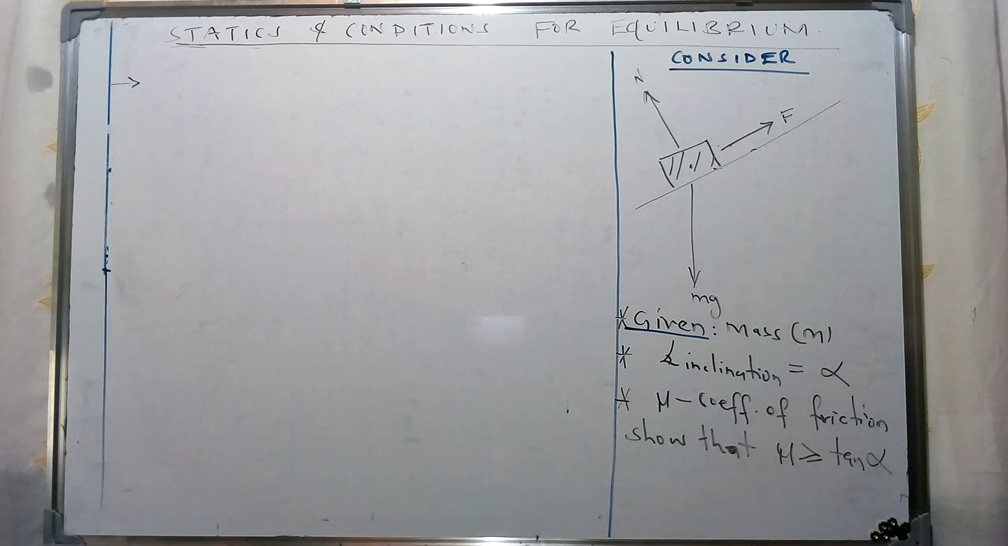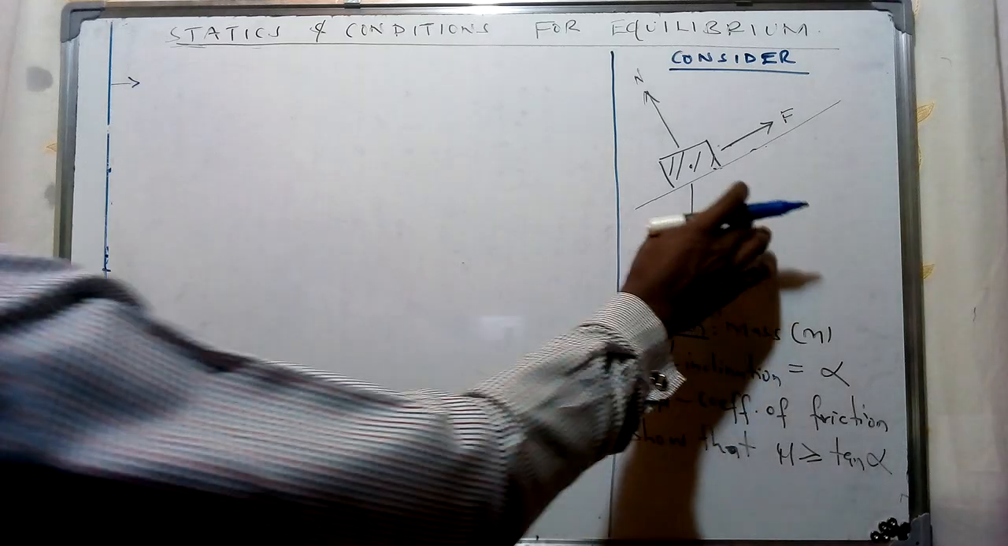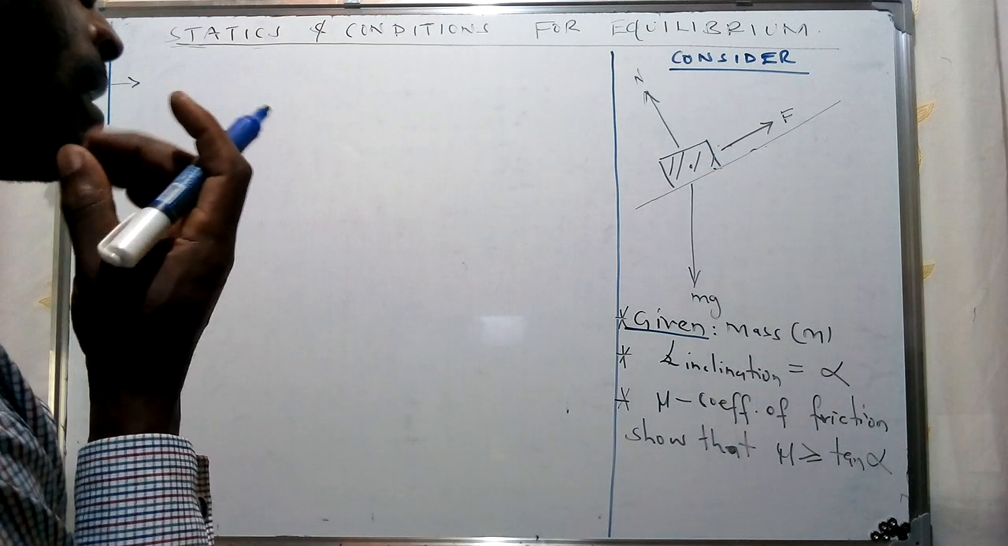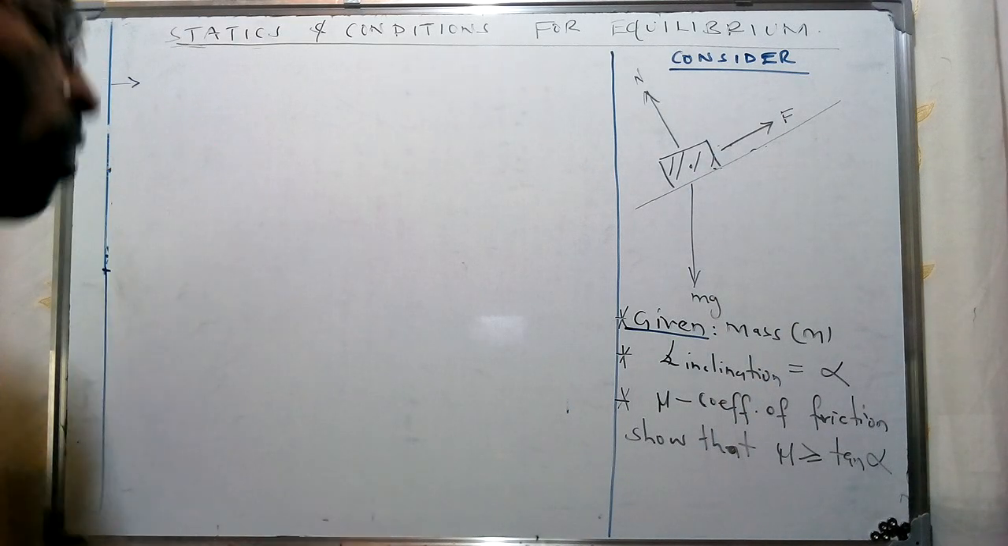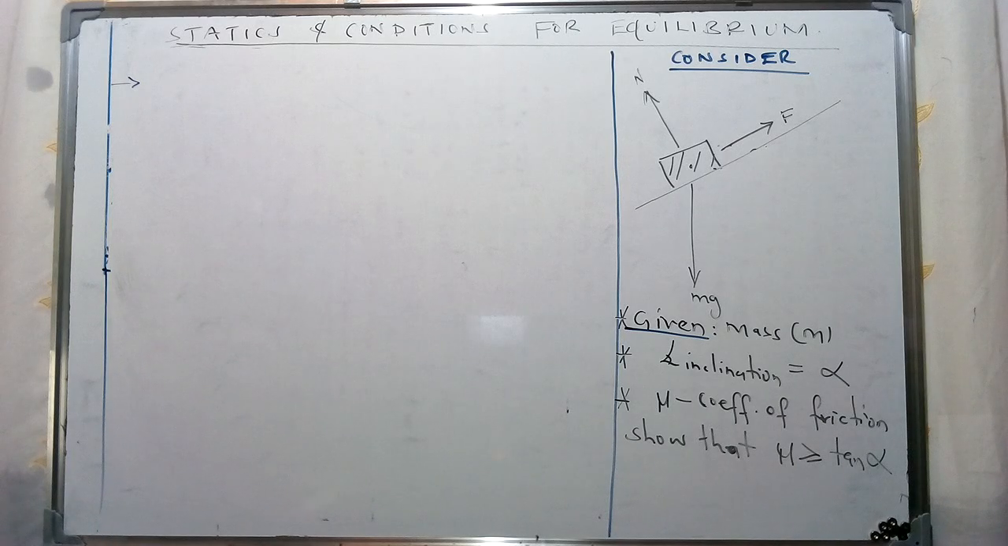And of course, we're going to consider some of the conditions which we are going to be attaching to this concept of equilibrium. Particularly, I'm going to use this specific illustration which I've given on the right side of my board, which consists of an object at rest on a plane which is inclined horizontally at a specific angle.